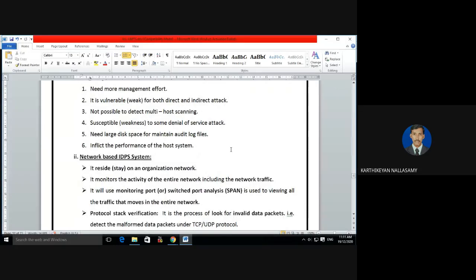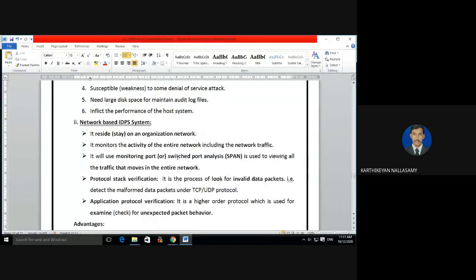You are going to implement this IDPS system anywhere in your organization, so that it monitors the entire activity of your network. It will even sense your traffic: how many members are coming, how many are using the organization's resources, and it tries to predict whether there is any possibility of attacks. So we always need to monitor all activities inside the network.